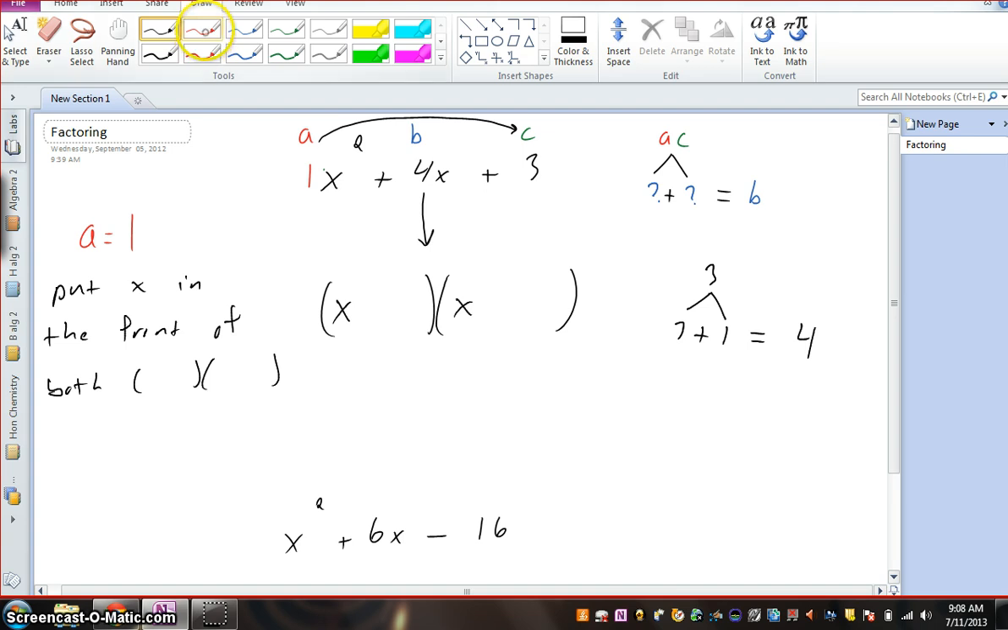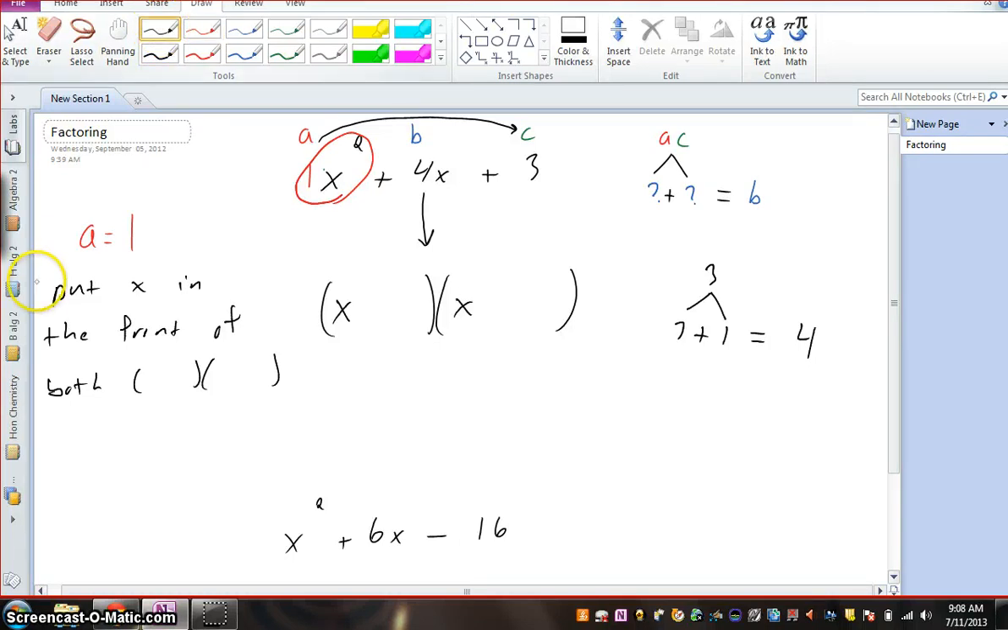Why can I do this? Because what do we have in front of our X squared term? An understood 1. Because there's an understood 1, I can just throw my 2 x's down. Don't try to figure out why, I'll show you, but just understand that. You put an X in the front of both of them, all right?